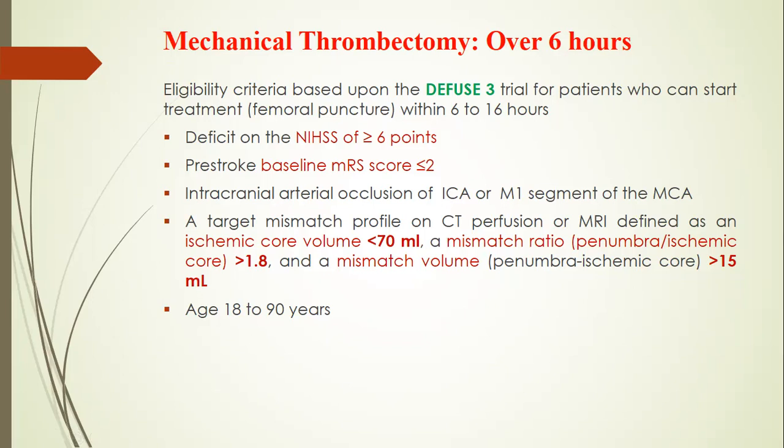Okay. Mainly, if a patient presents to the casualty after more than 6 hours, you have to do a CT perfusion scan. In that, ischemic core is less than 70 ml, ratio is more than 1.8, mismatch volume is more than 15 ml. If the patient age is more than 18 years and the patient is having intracranial occlusion, in this all the criteria meet, then you can ship the patient for mechanical thrombectomy. This is the DIFFUSE 3 trial for 6 to 16 hours of the patient.